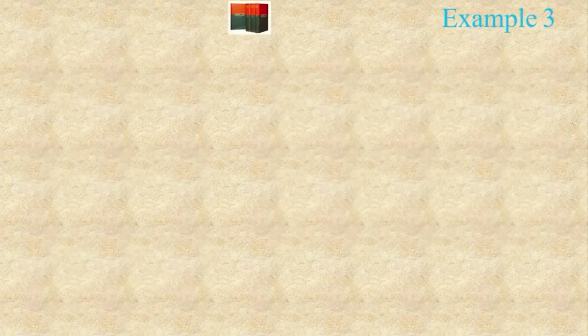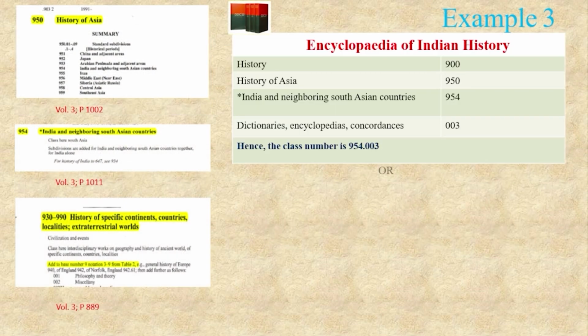Now come to the next example. Encyclopedia of Indian History. The example has been taken to understand the use of standard divisions with the main class. So first, what will you do? First you have to identify the key elements. Here the subject is history, then geographic focus, that is India, then the form of the document. What type of document is this one? This one's form of document is encyclopedia. Then determine the main class. History falls under 900, history of Asia falls under 950, then history of India falls under 954.